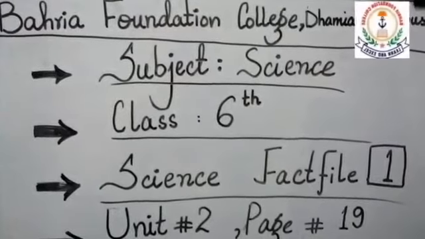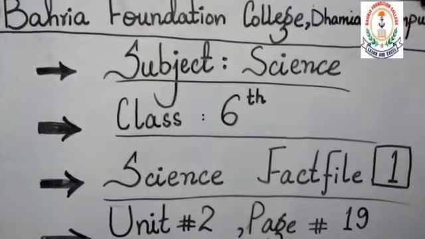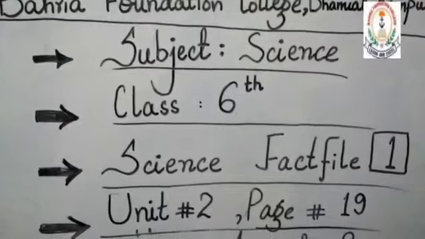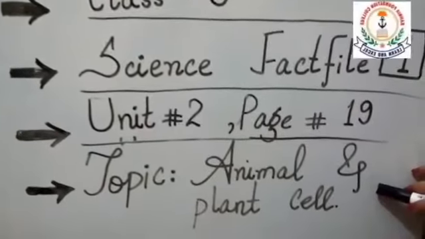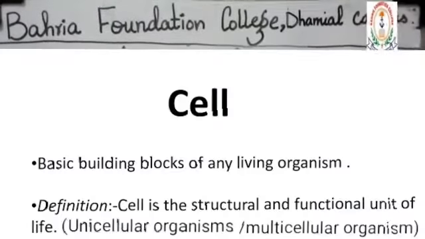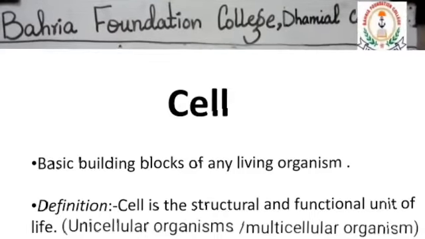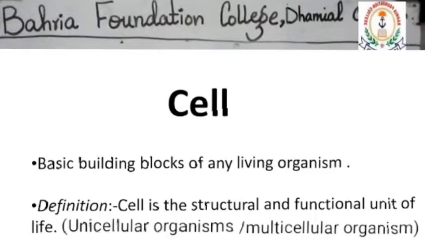Our today's lecture is for class 6 from the book of Science Fact File 1. We will continue with chapter 2, page number 19. Our today's topic is animal and plant cell. So before studying the difference between the animal and plant cell, we should know about the difference of different types of cells and what is a cell.